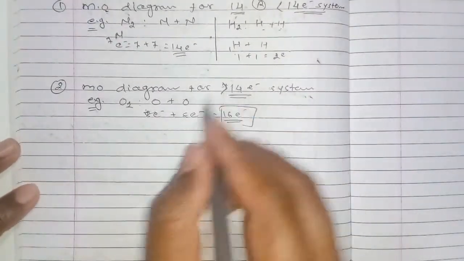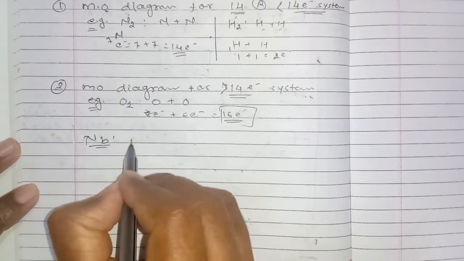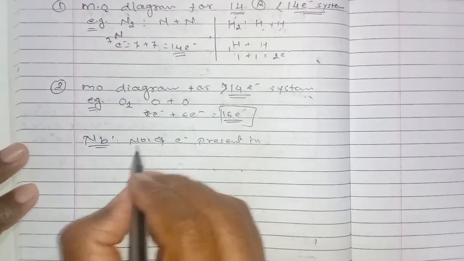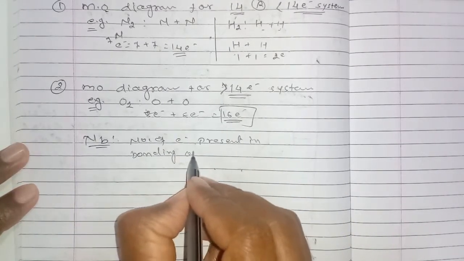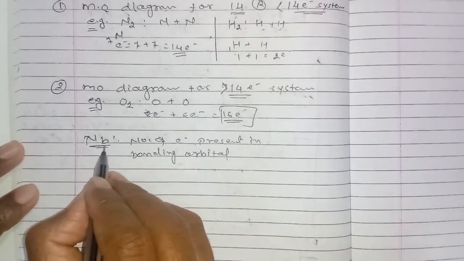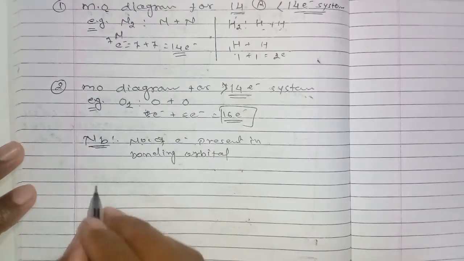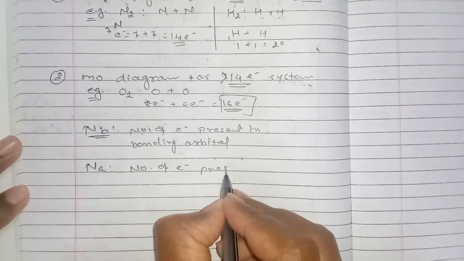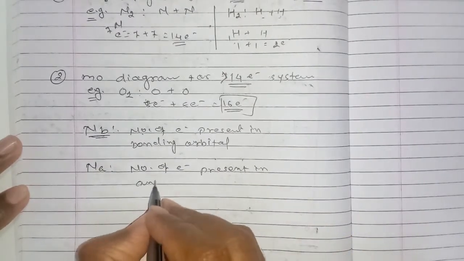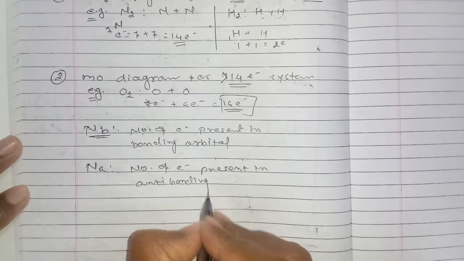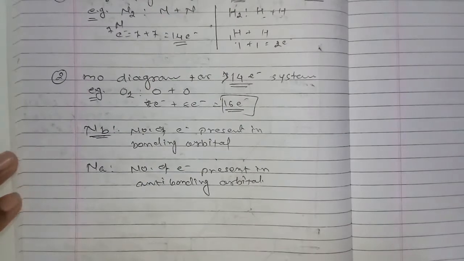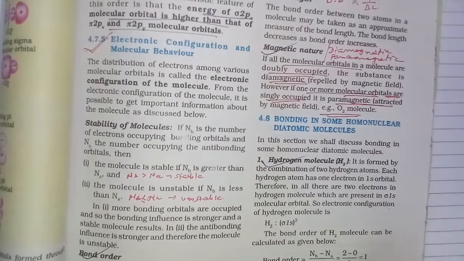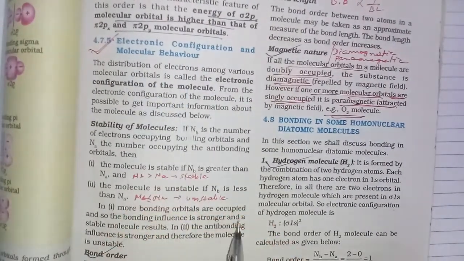And from this data, Nb is the number of electrons present in bonding orbitals, and Na is the number of electrons present in anti-bonding orbitals. Here we look at the electronic configuration and the molecular behavior.